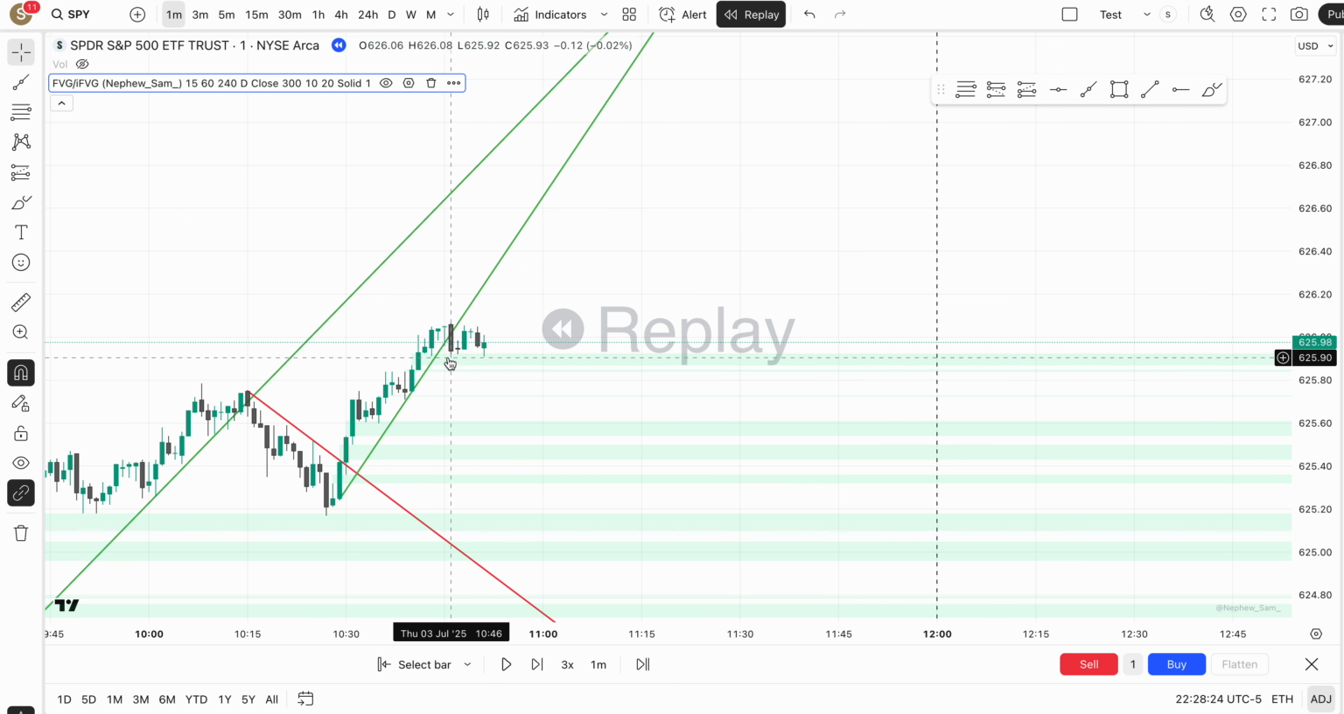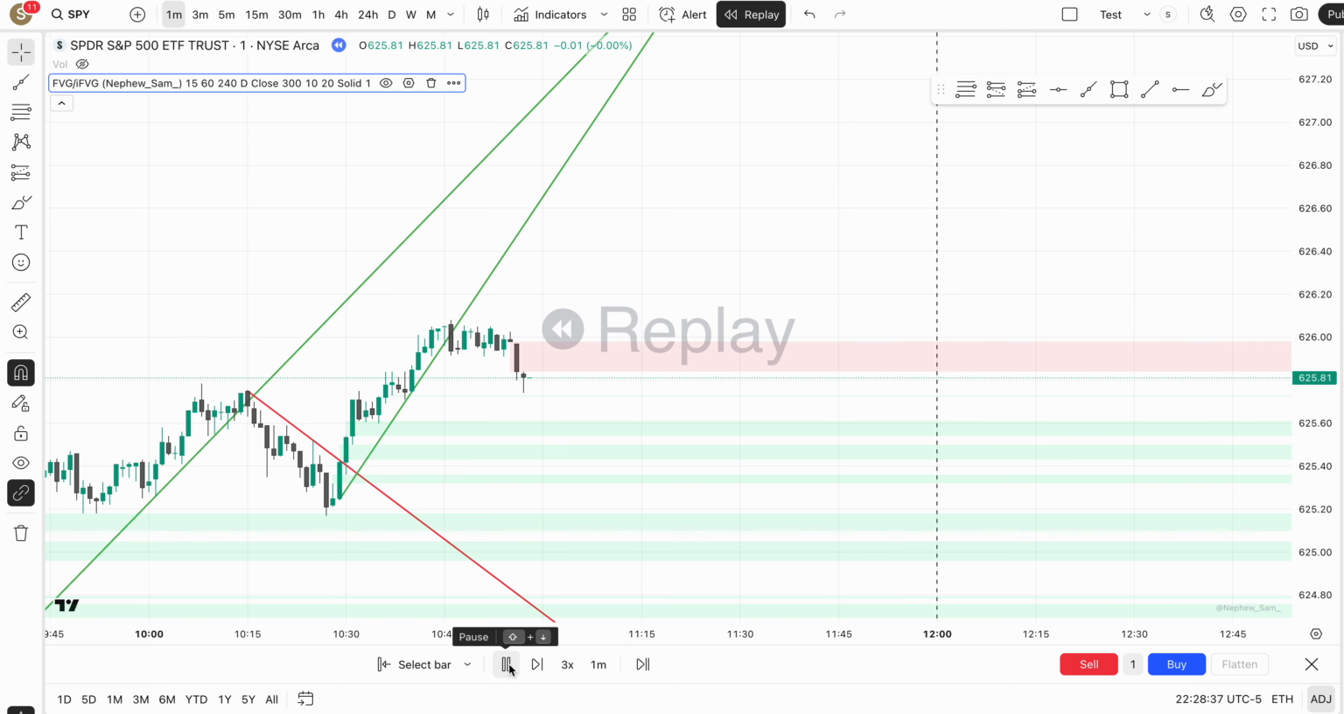So this is a fair value gap right at the line. We get a bounce here and then close. So an invalidation of this fair value gap, so 625.87, would stop us out of the trade actually. So let's see what happens. Okay, so yeah, that would have been stopped out.